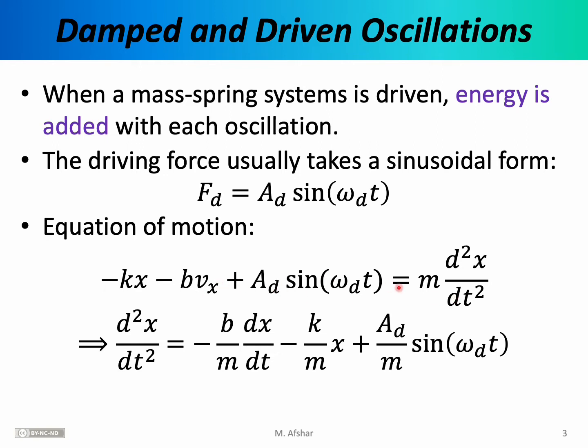By rearranging this equation, we can put the equation in standard form, which is a second-order differential equation. This equation tells us that the position of the mass spring system is a function of time, such that when you take its second derivative with respect to time, you get this complicated mess on the right-hand side. You get the first derivative of this function times some constant plus the function itself times some constant plus some other sinusoidal function of time.